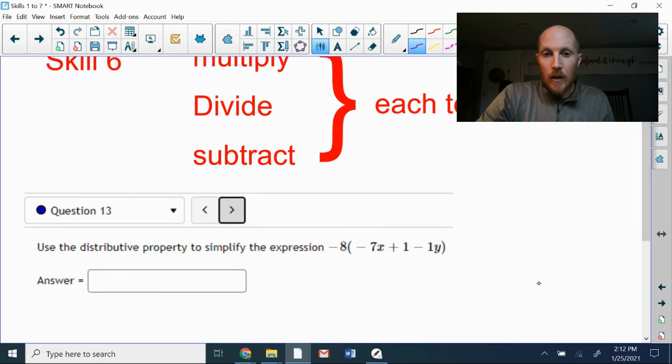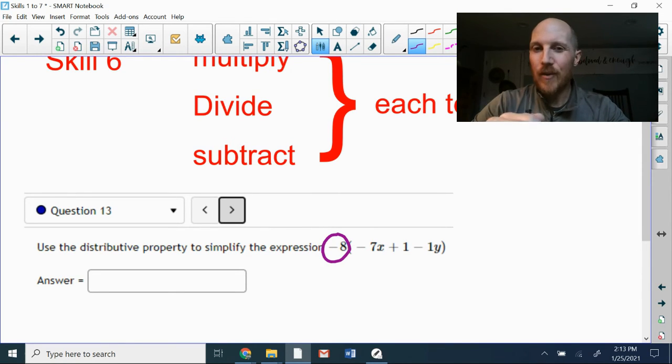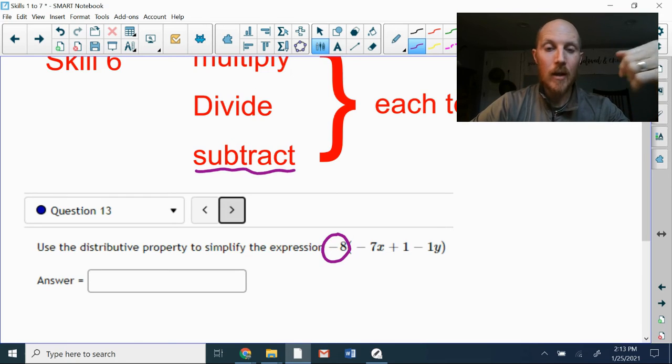Question 13, also distribution and multiplication, even though I do have a negative number this time. So I'm going to take that negative 8. I know it's a negative 8 because the negative is to the left of that 8. If this was a subtraction problem, the minus sign would be touching the parentheses, and it's not. So I am still multiplying.